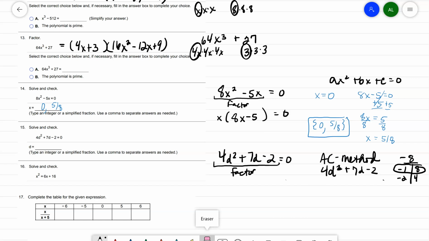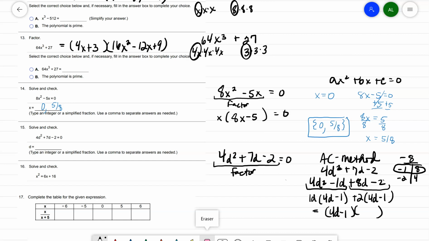And we start to factor by, of course, keeping the first term and the last term, but replacing this positive 7d with a minus 1d and a positive 8d. So now I factor by grouping, and my GCF for the first group is 1d, and that factors out to 4d minus 1. My GCF for the second group is a positive 2, and that factors out 4d minus 1 as well. So my factors are 4d minus 1 times d plus 2.